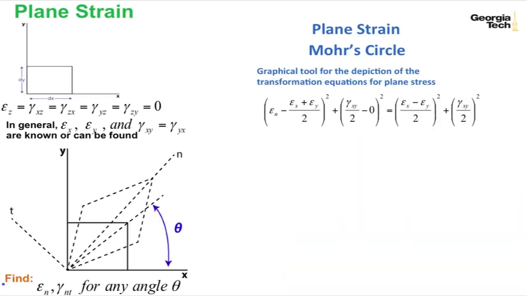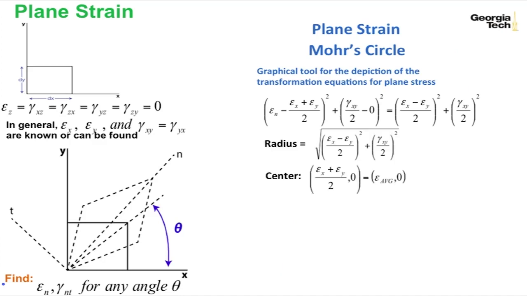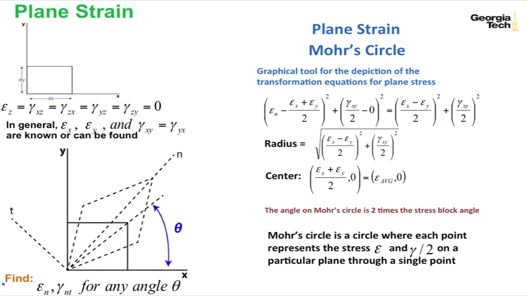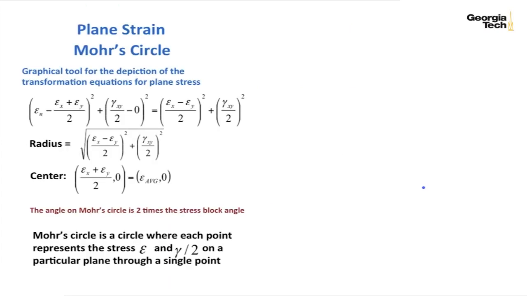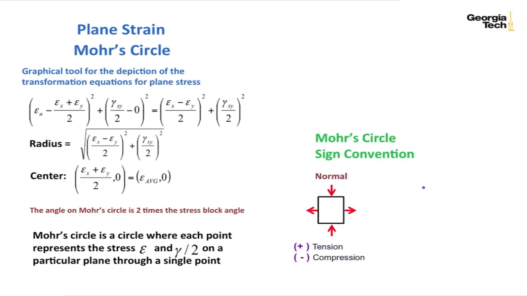We had a condition of plane strain. We found out that the strain transformation equations came out very similar, mathematically analogous to plane stress, and so we could use Mohr's circle to depict them. So here is the Mohr's circle outline. The sign convention is the same. Tension is positive, compression is negative. For the shear strain, the sign convention I'm going to use is that clockwise is positive, counterclockwise is negative.